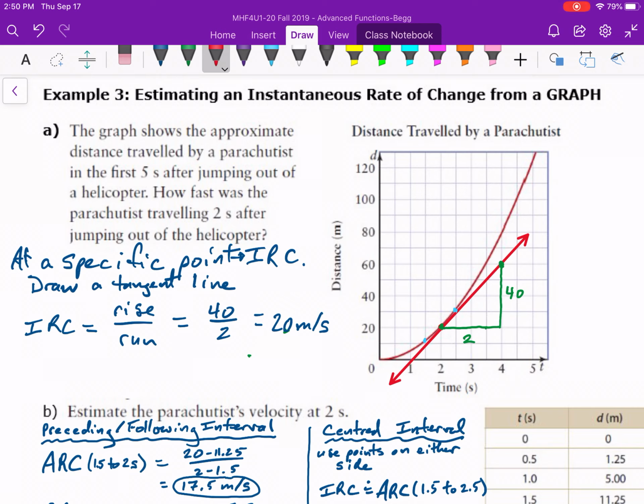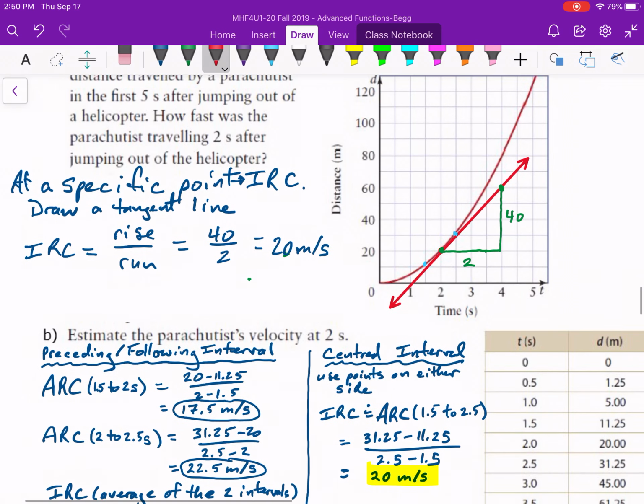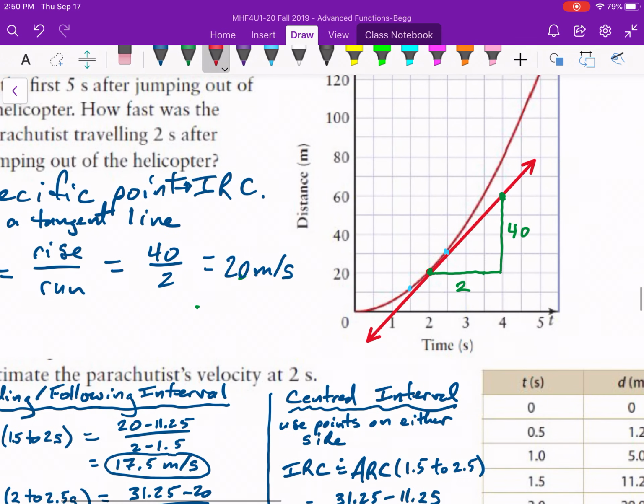So this is a specific point. This isn't a range. It didn't say from 2 to 3 seconds or something like that. We want to know at exactly 2 seconds after jumping out of the helicopter, what was the speed, the rate of change. Speed is just a rate of change at that point. So it's the rise over the run. So we still can use the tangent line.